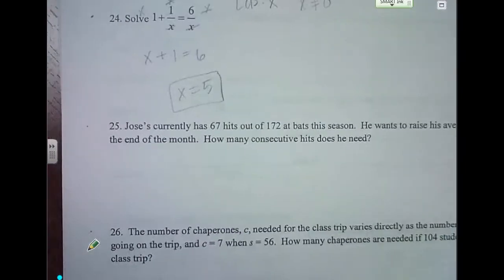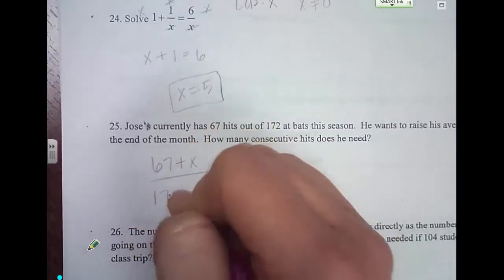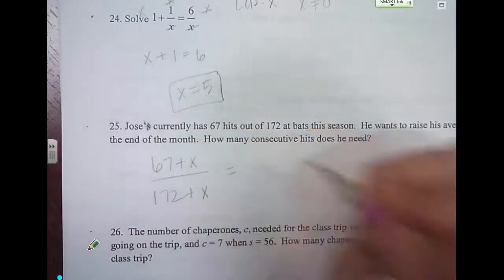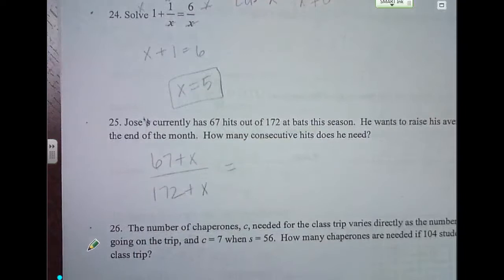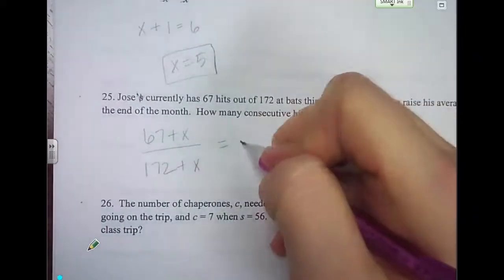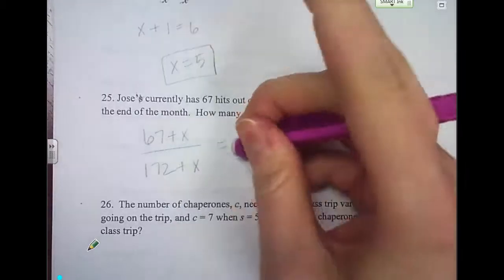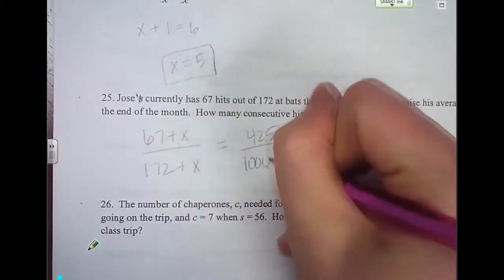Number 25, Jose currently has 67 out of 172 at-bats this season. So we have 67 plus x over 172 plus x equals, he wants to raise his average to .425 by the end of the month. So you can either do 0.425 or you can do 425, which is what I'm going to do, over 1,000.